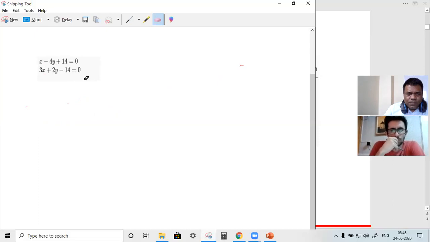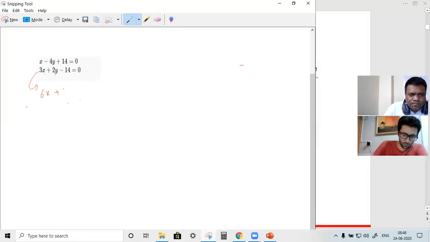To solve this one, what we do is we try to equate the coefficient of one of the variables. You can see here we have minus 4, here we have plus 2. If I multiply this by 2, so what is going to be? 6x plus 4y, I'm multiplying by 2, 6x plus 4y, right side, is equal to 28. And this one is x minus 4y is equal to minus 14.